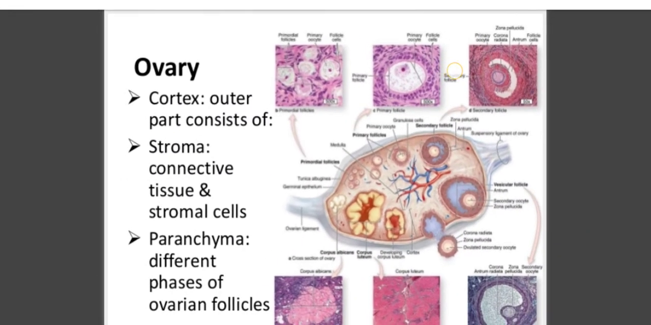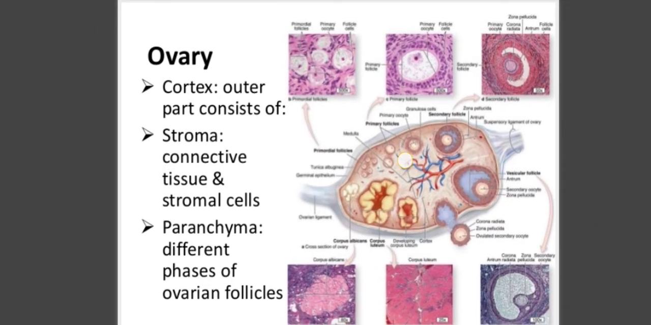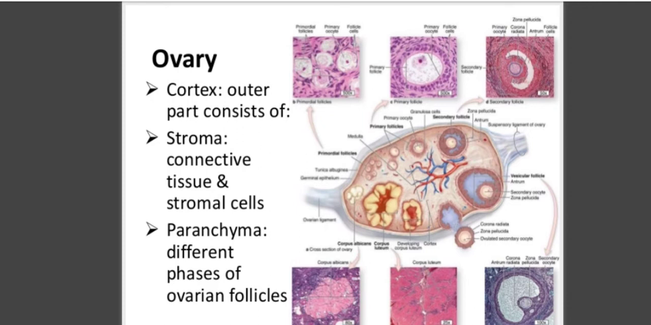About the cortex. The cortex is the outer layer, the outer part, and this outer part consists of stroma and parenchyma. Stroma is connective tissue and stromal cells. Next, the parenchyma is the different phases of ovarian follicles.